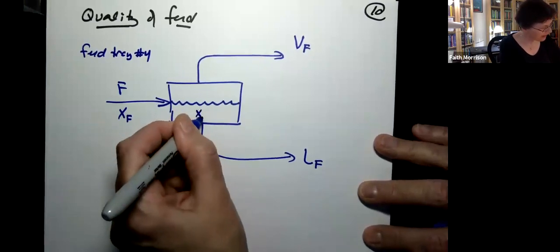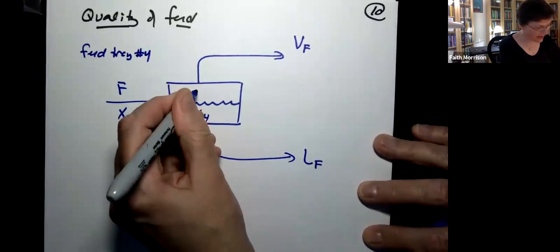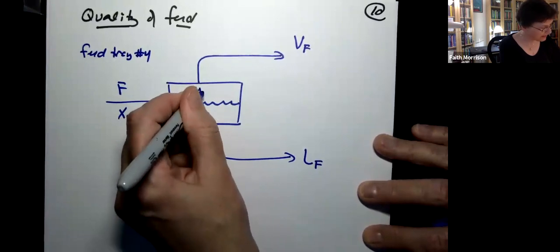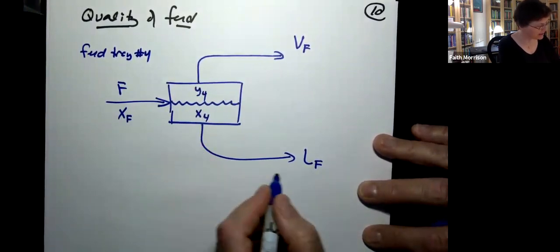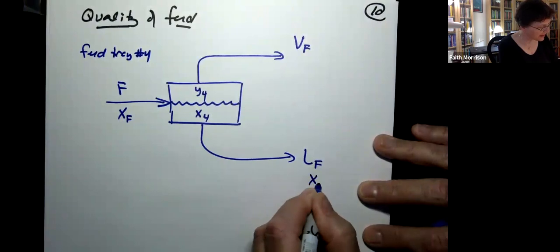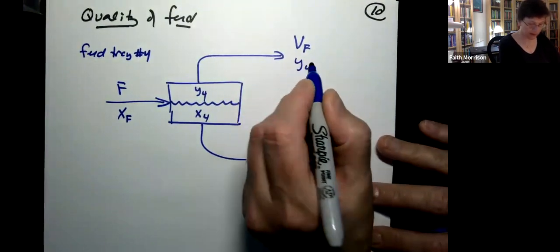So remember, when we have an equilibrium tray, we have a composition in the liquid phase, X4, and a composition in the vapor phase, Y4. And so that means that the composition here of the liquid phase is X4, and the composition here of the vapor phase is Y4.